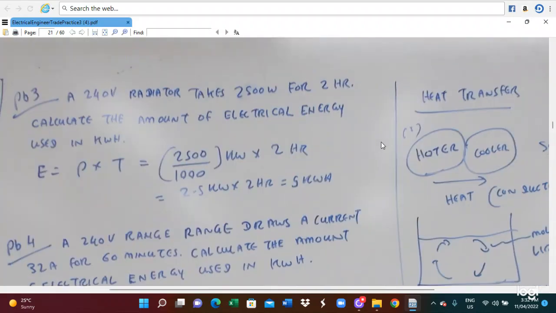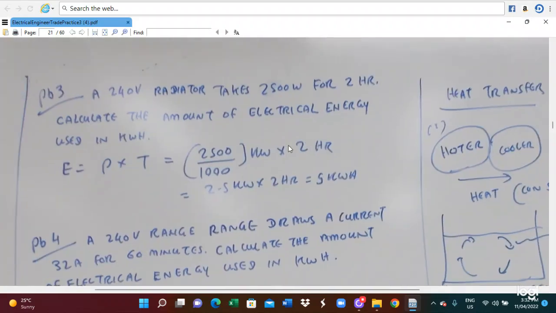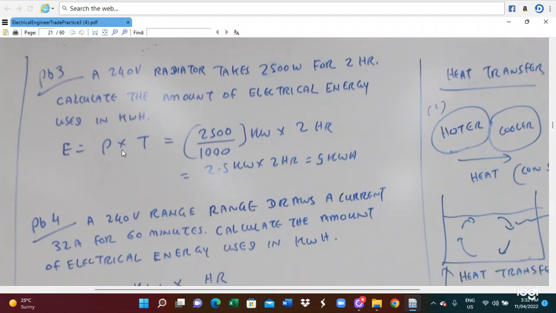So the next problem is that a 240 radiator takes 2500 watts for 2 hours. We have to calculate the amount of electrical energy used in kWh. So E is P multiplied by T. Power is 2500 divided by 1000, so you get kilowatts, multiplied by 2 hours, so you get 5 kWh.